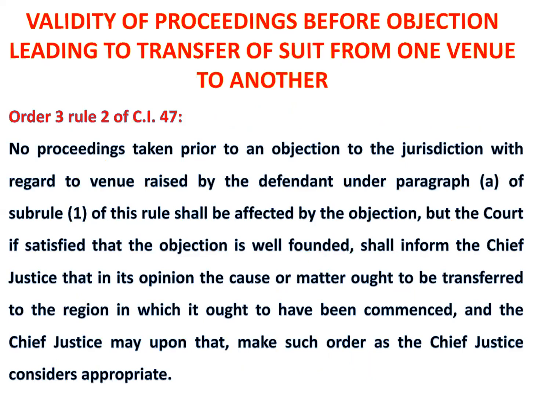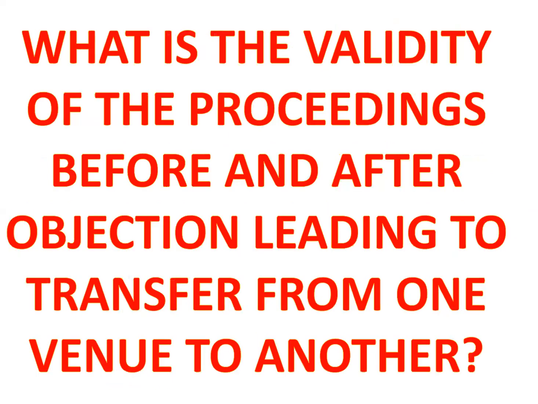Now, before I answer this question, let me remind you that when it comes to the validity of proceedings taken before the objection, the rules are clear. Look at the language of Order 3 Rule 2 of CI 47. It's very clear that no proceedings taken prior to an objection with regard to the venue shall be affected by the objection. So as for the proceedings taken before the objection, no two ways about it. Order 3 Rule 2 says that those ones shall continue to be valid. But what about proceedings taken after the objection?